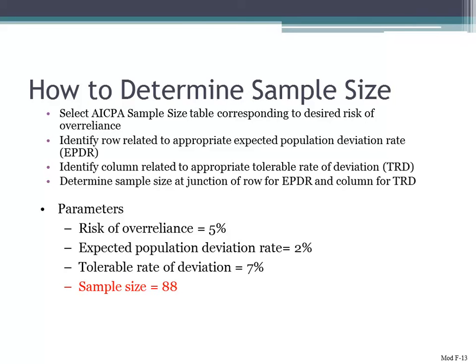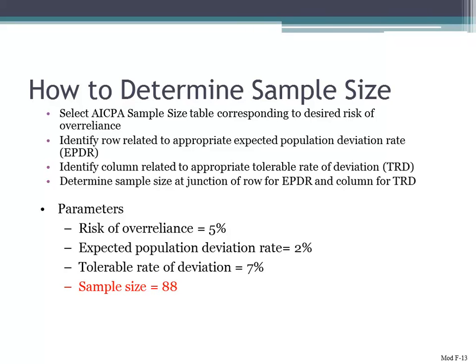For example, if you have the risk of over-reliance of 5%, you would look at table F6, right? And if your expected population deviation rate is 2%, that's the first column. The tolerable rate of deviation is 7%. That's across the columns. Then your sample size is going to be 88. Did you find that? You're at table F6. Your population deviation rate is 2%. Your tolerable rate of deviation is 7%. Everyone get that? That's it.